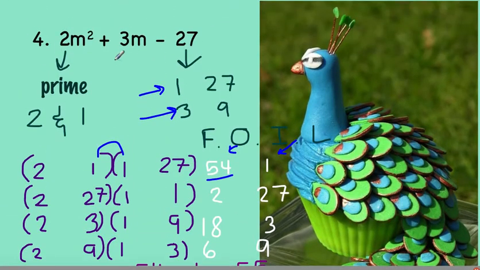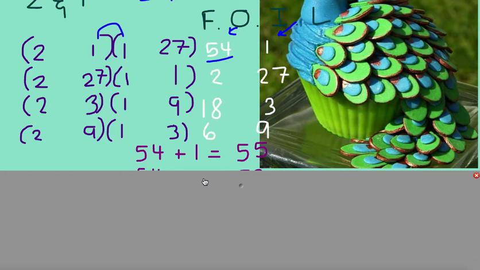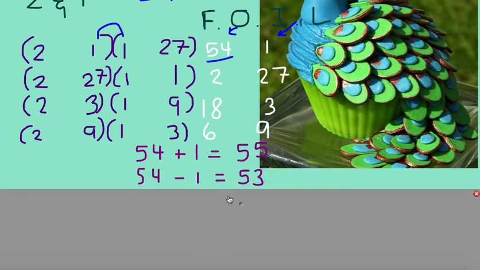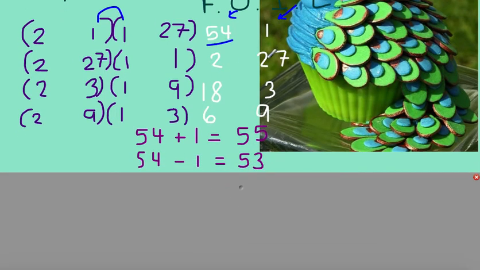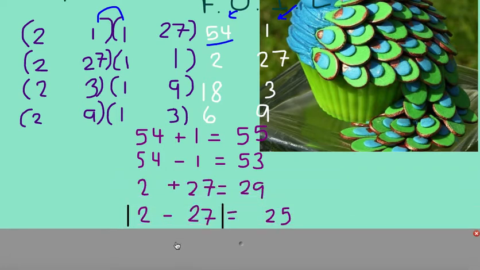So I'm trying to find a 3. Okay, so 54 and 1, if I combined those, I'm going to get 55, and if I find the difference, I'm going to get 53. 2 and 27, if I combined them, I'll get 29. If I find the difference, I'll get 25.